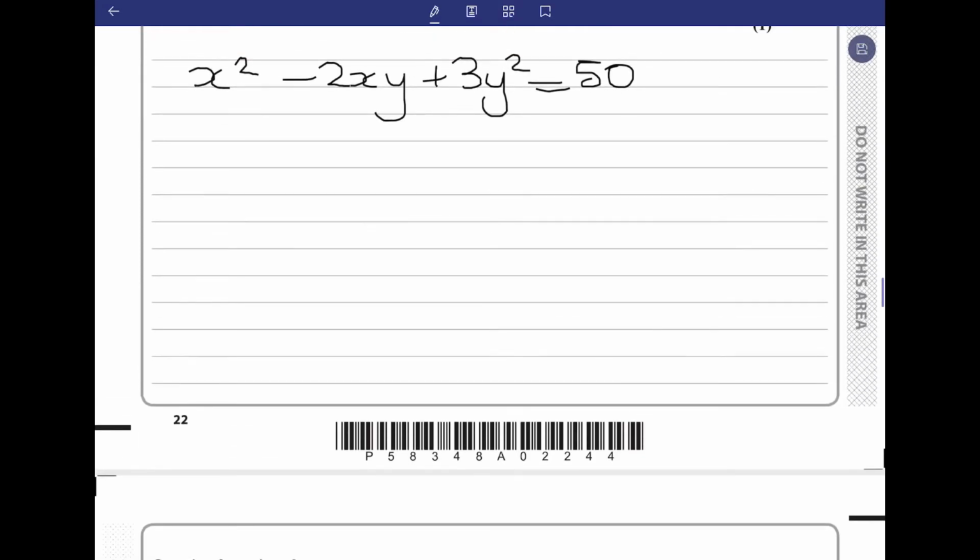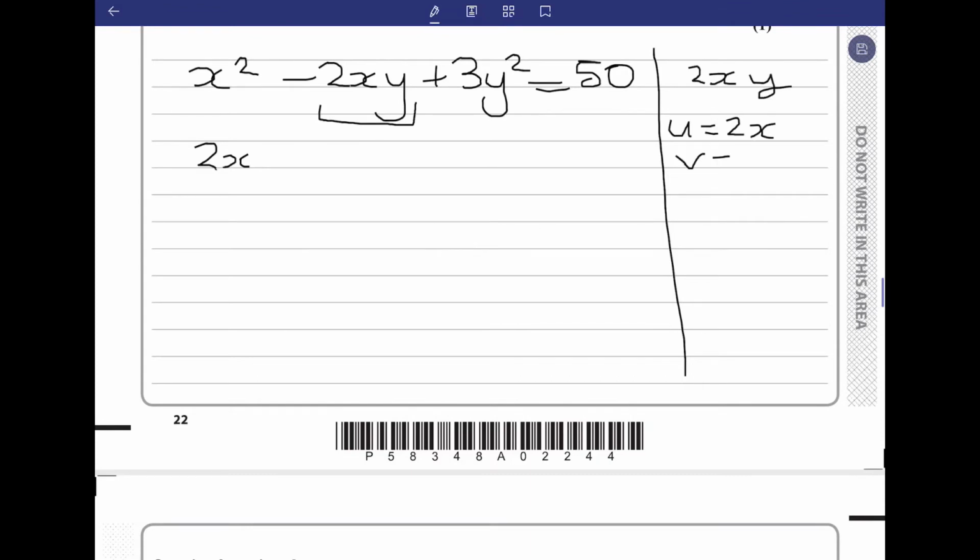So let's differentiate this. We're differentiating with respect to x. So the first term becomes 2x, as we know. This second term, 2xy, is a product, so we use the product rule. So u equals 2x, v equals y, u primed equals 2, v primed equals 1. Then we do the usual. In fact, I've made a mistake there. V primed is actually dy by dx, because we're not differentiating y with respect to y. So that was my mistake. That's where the implicit differentiation comes in.